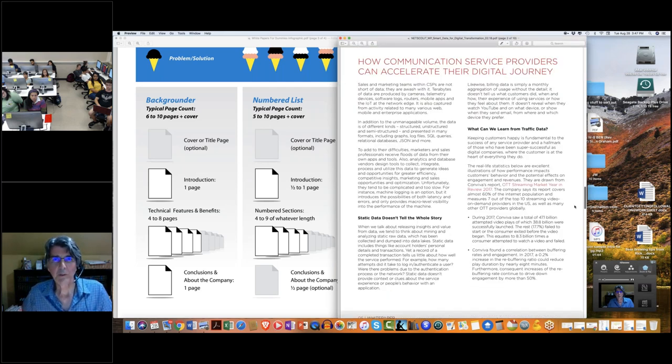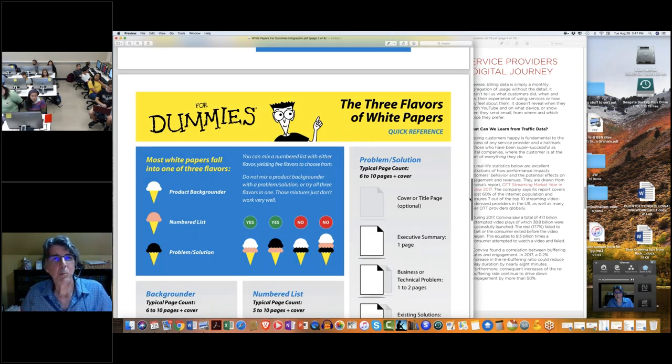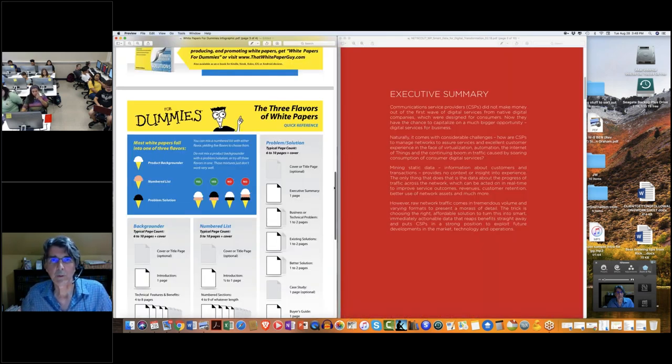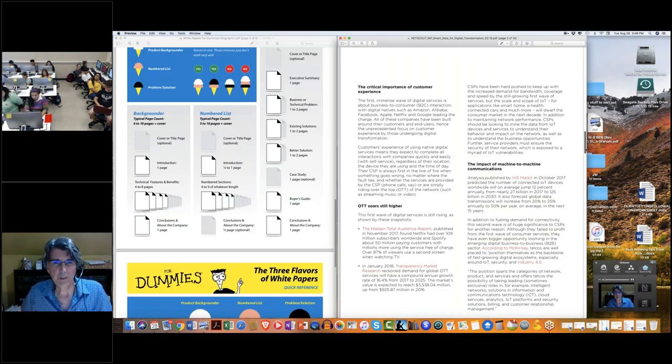What about this, the problem solution? Cover, executive summary. Maybe I'll move this guy over. Business or technical problem. Having a massive impact. Okay, big opportunity. The first wave didn't help companies. Let's see, visualize automation. What can we learn? Static data doesn't tell the whole story.